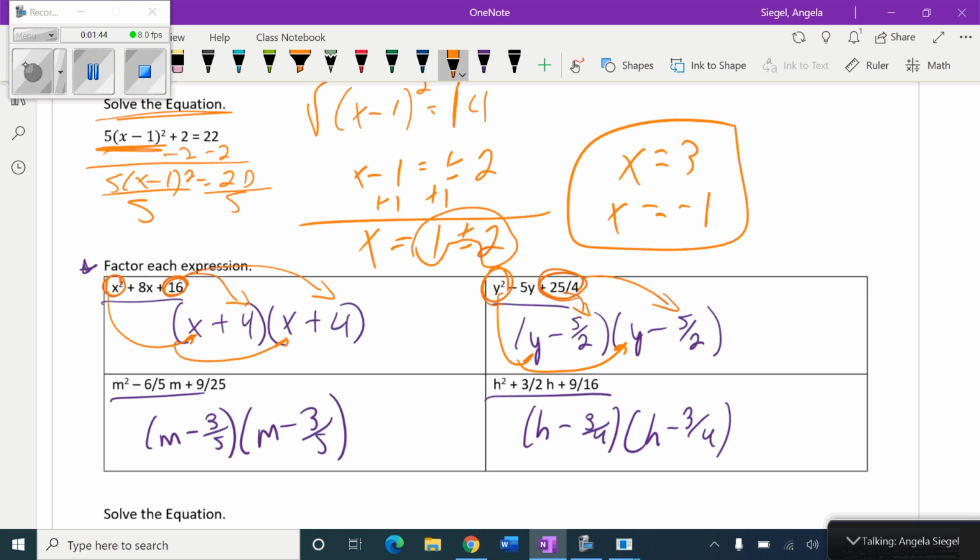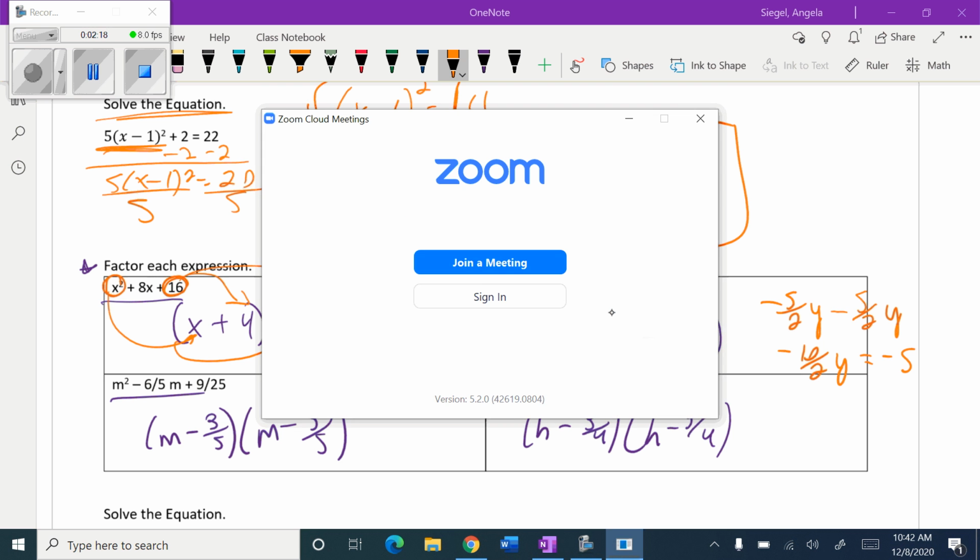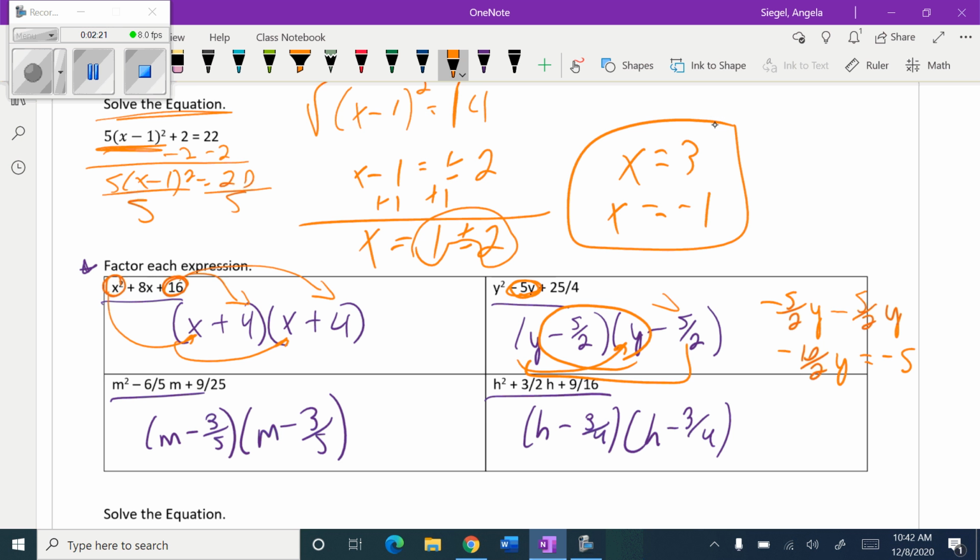So all of those are the same, and then I'll always check it to make sure. Let's do this one really quickly. When I multiply these together, I get negative 5 halves y, and then I have another negative 5 halves y. So when I combine those, I get negative 10 halves y, which is the same thing as negative 5y. I always make sure that it ends up being that middle term. But that's my thought process through the perfect square binomial.